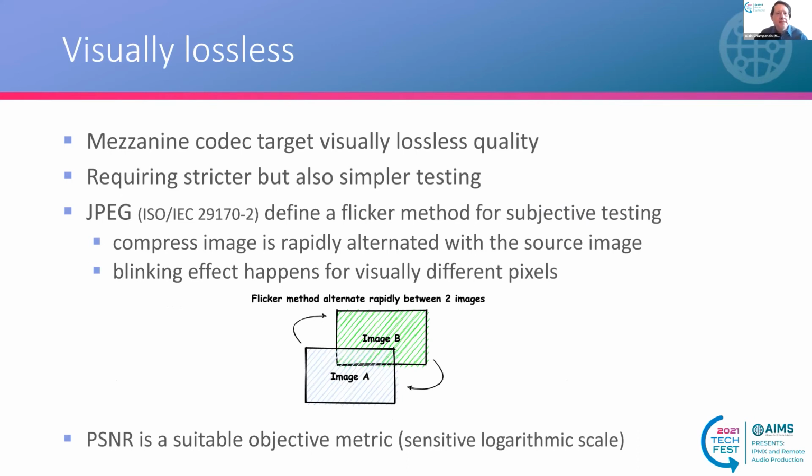Mezzanine codecs, like JPEG-XS, normally target visually lossless quality. For this level of quality, a special subjective methodology has been developed, namely the flicker test, which consists in rapidly alternating between two images, the reference and the compressed image. Any detectable visual change of the image will appear as a blinking effect, and therefore allow the user to pinpoint a difference. For the objective metric, the simpler PSNR metric becomes quite efficient at analyzing visually lossless conditions because of its extremely sensitive scale.